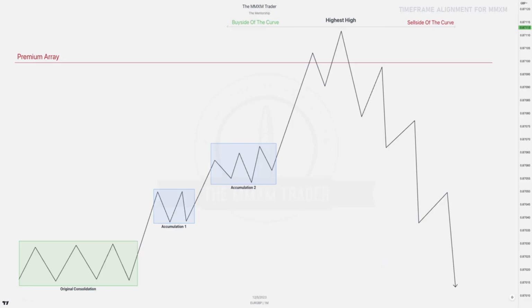Now same for a market maker sell model. Think about the original consolidation which needs to be present in a market maker model. We've got this consolidation down here, expansion again, right? Accumulation phase number 1, another expansion, accumulation phase number 2, another expansion, and then we need to hit a key level inside this premium array, right?